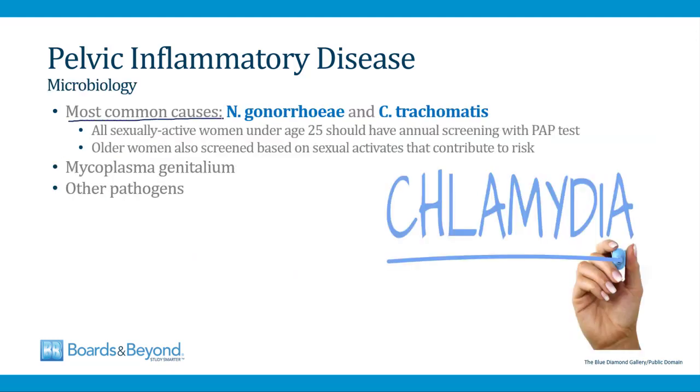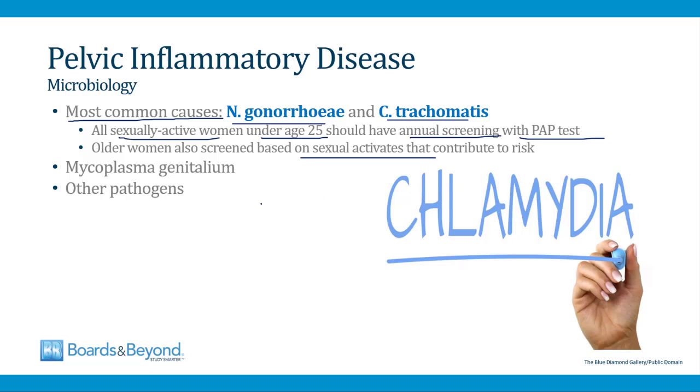The most common causes of cervical infection that lead to pelvic inflammatory disease are infection with either Neisseria gonorrhea or Chlamydia trachomatis. These are both common sexually transmitted infections. They can cause cervicitis, and that can potentially lead to pelvic inflammatory disease. And so because gonorrhea and chlamydia are common infections and because they can lead to PID, all sexually active women who are under age 25 should have annual screening for infection with gonorrhea and chlamydia along with a Pap test. We also screen women who are older than age 25 if they're sexually active and they're at risk for infection.